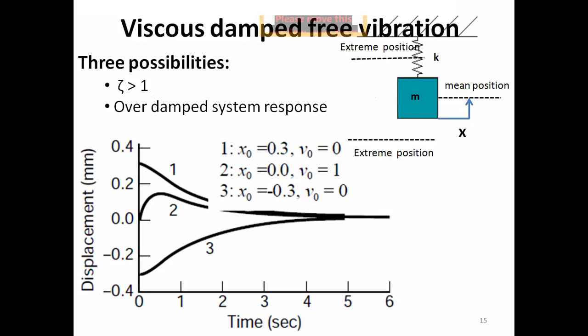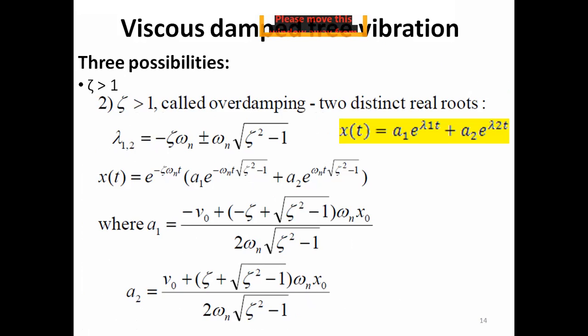Again, if we look at the equation, everything is constant here. x naught is constant, omega n is the natural frequency of the system, it is constant for that particular system, zeta is constant for that particular system, v naught is constant, so a1 is an arbitrary constant, a2 is an arbitrary constant.